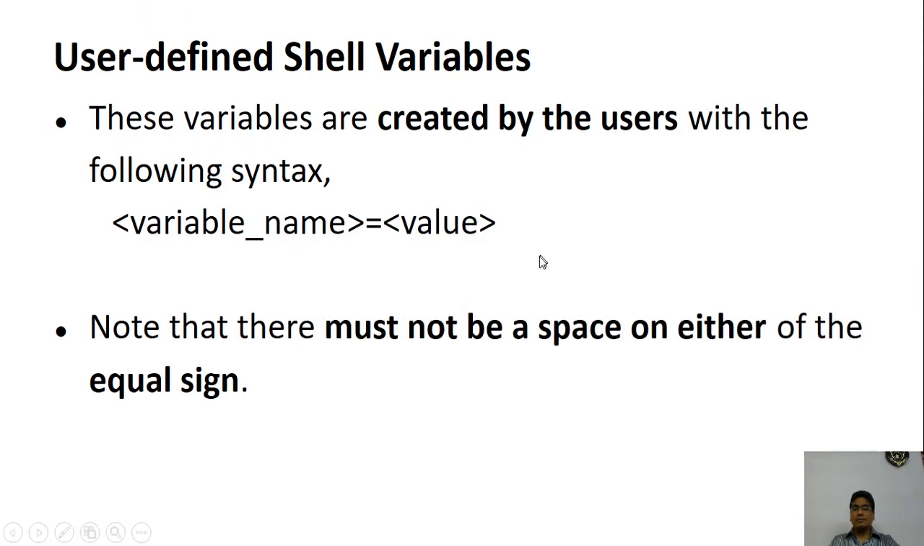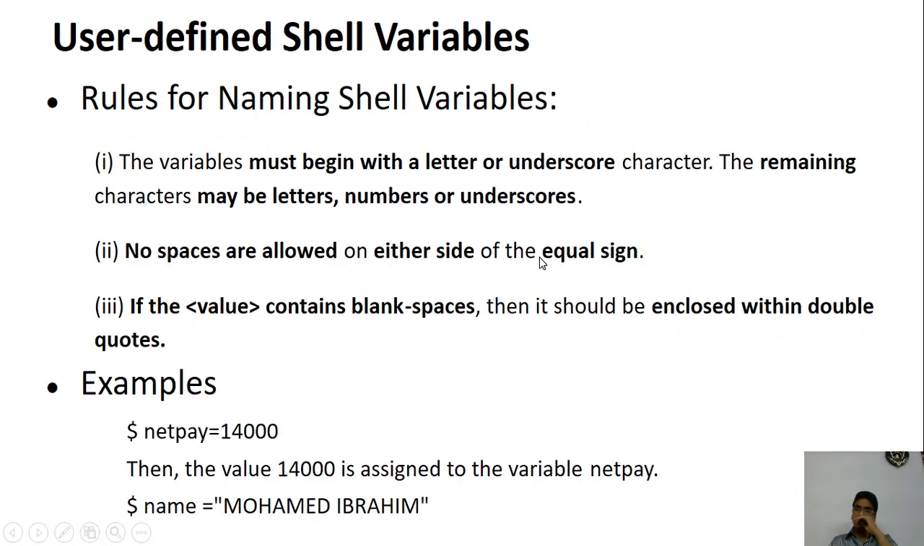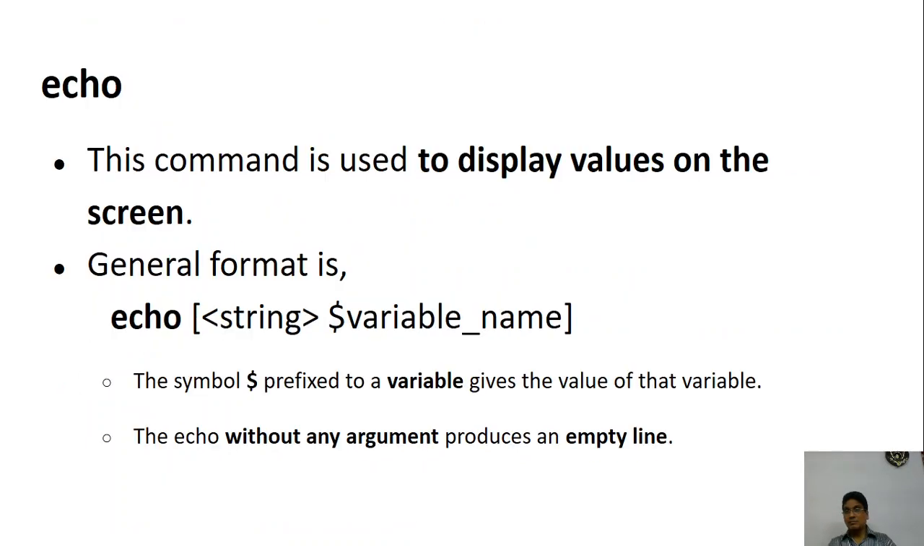A general rule for a variable: the variable must begin with a letter or an underscore, followed by letters, underscores, or numbers. No spaces are allowed between the variable and values. If you have more than one word, just enclose them in double quotes, as simple as that.